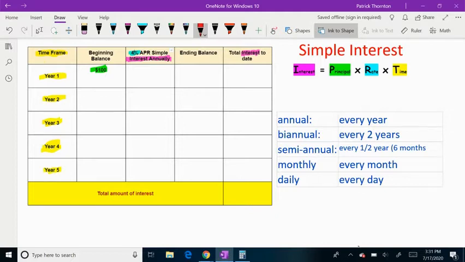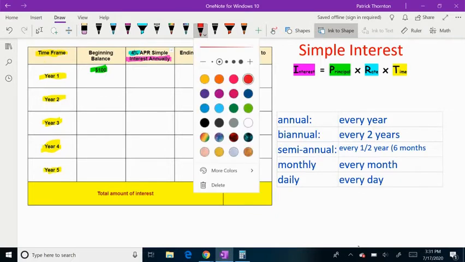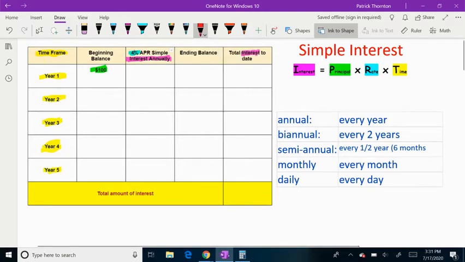So in this situation, I'm starting out with $100. So that is my principal. That's the money I'm bringing to the bank to put in the bank. The next thing we need to know is rate. And the rate here in this case is an APR, an annual percentage rate, and it is 4%.